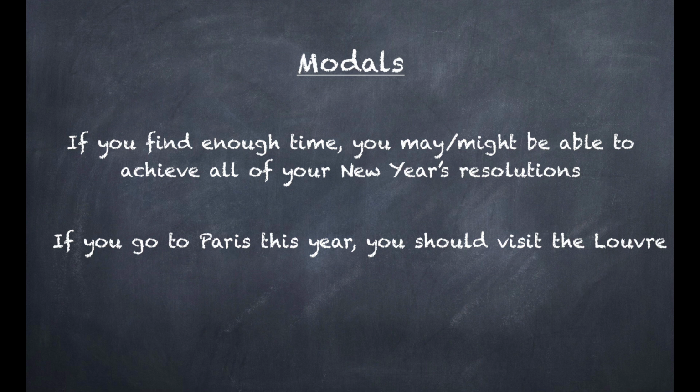Okay, the next important point I'd like to make is that we can use different modals instead of will in the first conditional. We have to be a little bit selective about which ones we're using, but it is possible. So I'd say may and might are perfectly fine, and should. So the uses of the modal still apply. You know, how we would use should, may and might normally, it still applies when using it in the first conditional. So should for advice, may and might for possibility. Another example, if you find enough time, you may or you might be able to achieve all of your New Year's resolutions. Or, if you go to Paris this year, you should visit the Louvre, for example. So it is okay to substitute will for different modals.